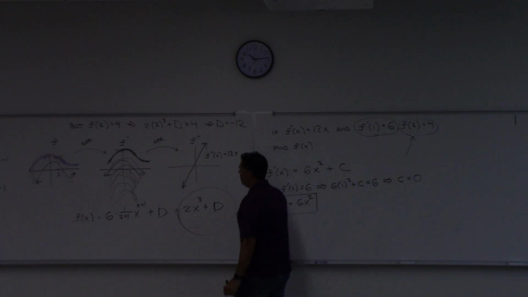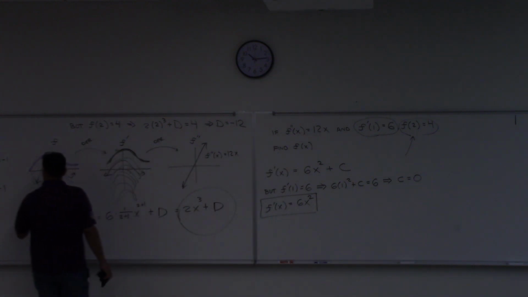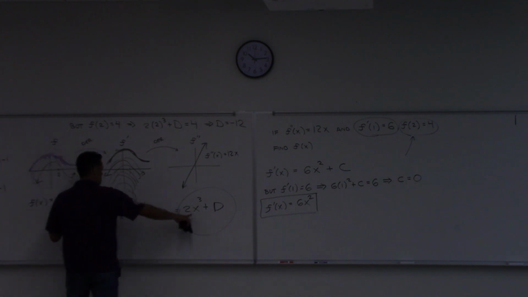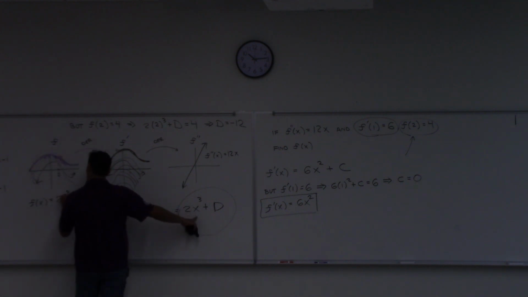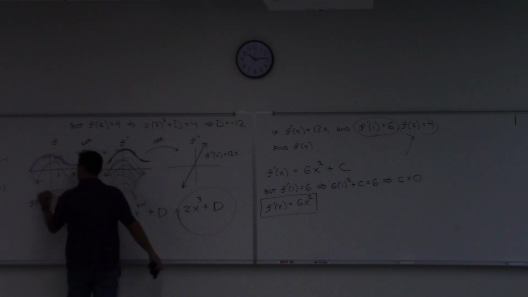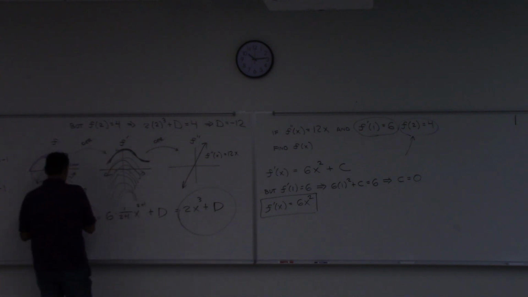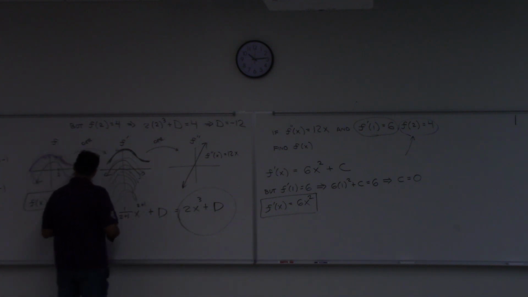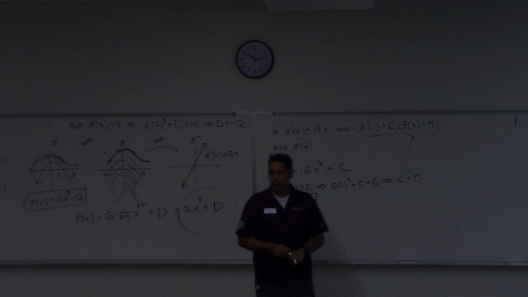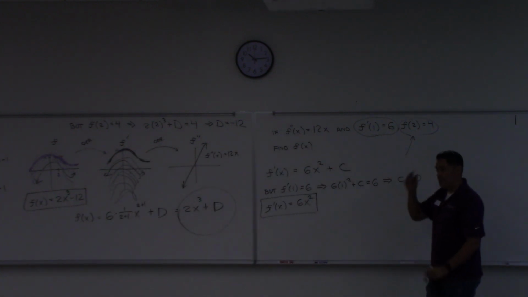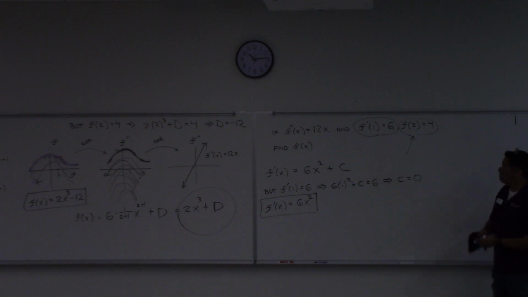So that gives me my final answer, that the original function must be 2x cubed minus 12, thank you. Minus 12. There we go. So that's something you should be able to do, right?